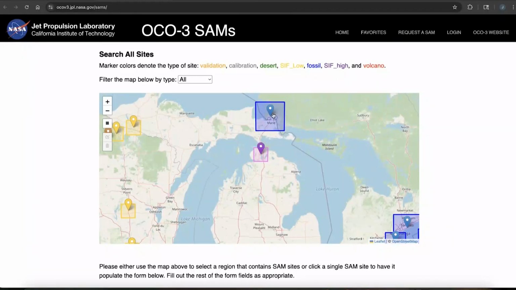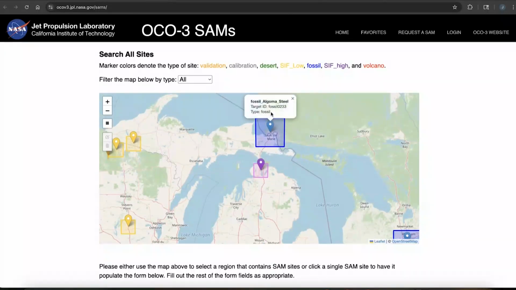The nearby site that we see to the north over Sault Ste. Marie with a blue square represents a fossil site. And this is a location where we would expect to find industrial emissions, more urbanized area, and increased emissions, perhaps lower SIF compared to a rural or wilderness area like we have in the case study site that we're using.